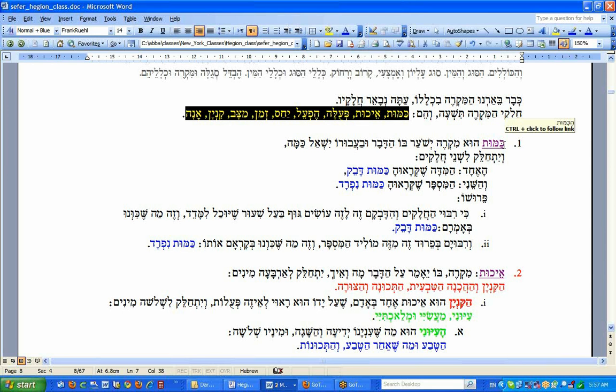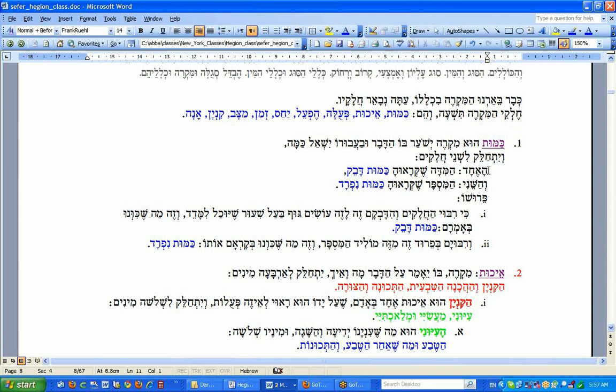So the first one was kamos, and we said that there's continuous and discrete. There are two types of measurements: unit measurements like 10 eggs, and that's called nifrat, and dovek measurements like 10 miles or 10 kilometers, whatever it is.